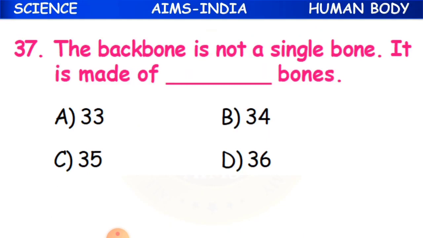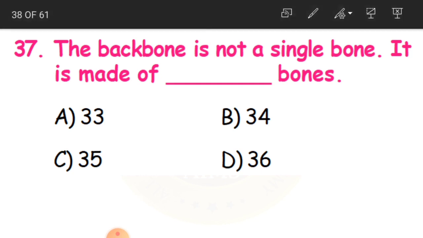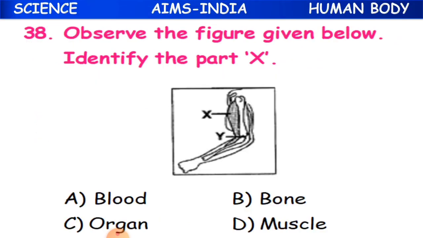The backbone is not a single bone. It is made of dash bones. So just now we have learnt about the backbone, with which we are able to stand straight. So this is not a single bone. It is made of how many bones? Whether 33, 34, 35 or 36. A, that is 33. It is made up of 33 bones, children. So A is our correct answer.